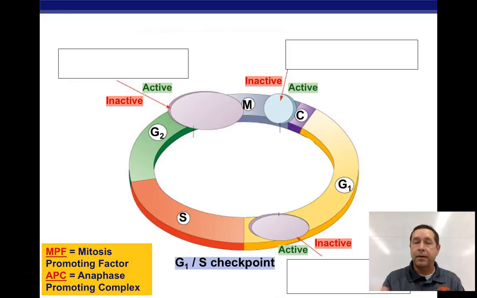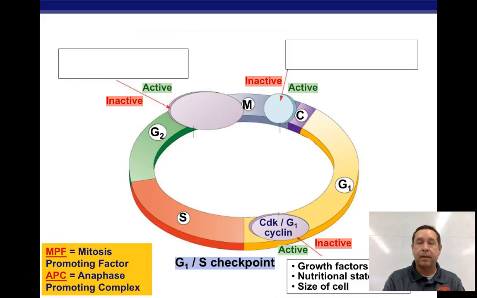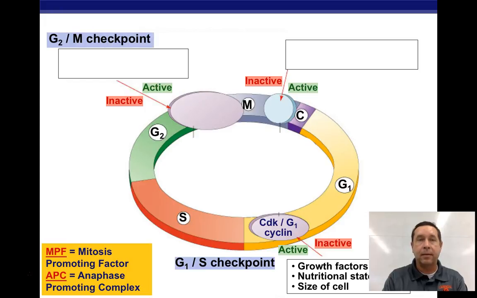So again, at the various checkpoints, there are various cyclins that have to be produced in order for the cell to move past that checkpoint. Growth factors, the nutritional state of the cell, and the size of the cell all play a role in determining when the cell is ready to go from the G1 to the S phase of the cell cycle. So when the CDKs are activated by the G1 cyclin, the cell is able to move on to the next step.